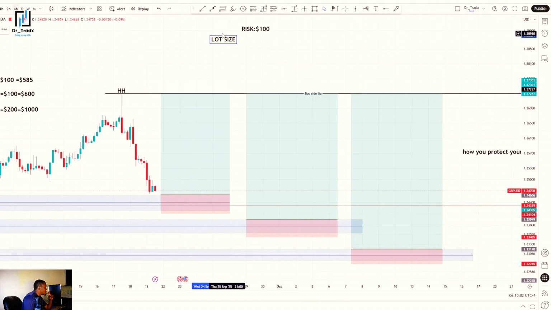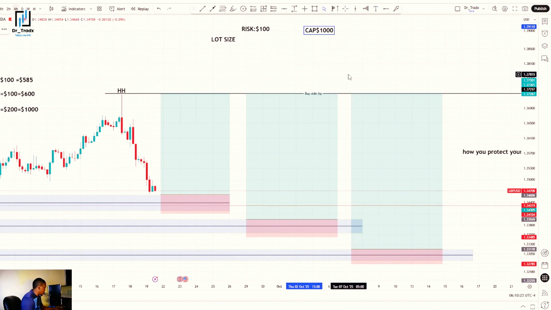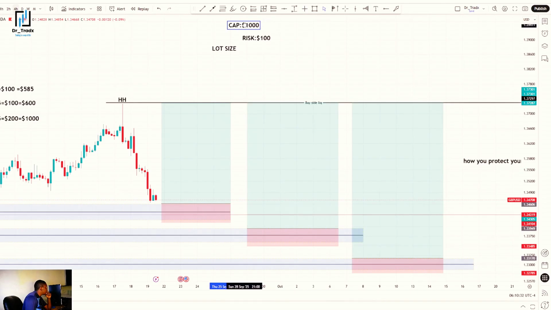So what do you do? You calculate your stop loss with your risk amount. And also, like I said, assuming you have, let's say, $1,000 in your account. So this is your capital, that is your starting capital, and for every trade you're willing to risk $100.